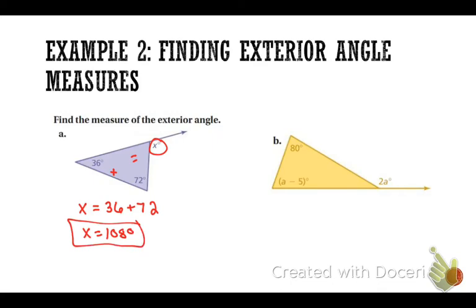That's nice. Now, let's look at how it looks on B. Remember, my exterior angle equals the sum of my two interior angles. So let's set up an equation. 2a equals 80 plus a minus 5. Now, is there anything I can combine over here first? Negative 5 and 80. Yeah, so what's 80 minus 5? 75. So now I have 2A equals A plus 75.